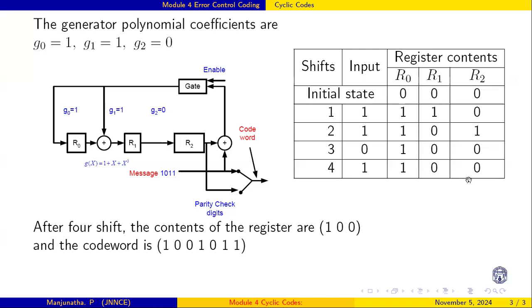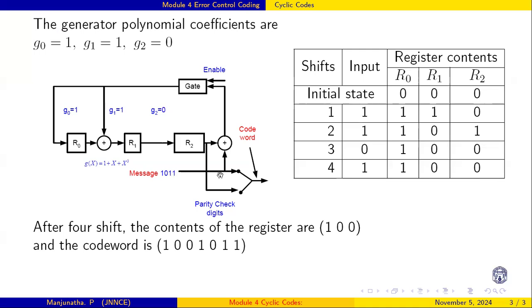How many rows are required? The number of rows depends upon the message length. In this case, the number of bits of the message is 4. So that's why 1, 2, 3, 4. This row, initially the content of the registers is 000. Now we'll see the operation.